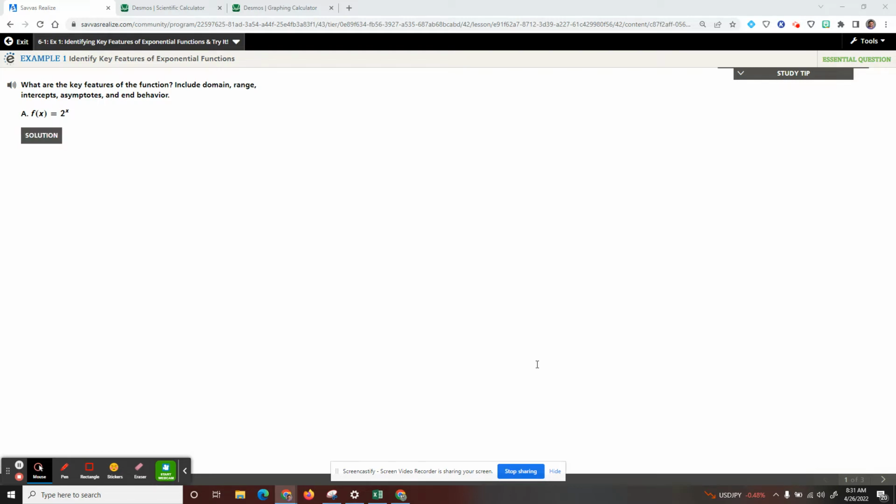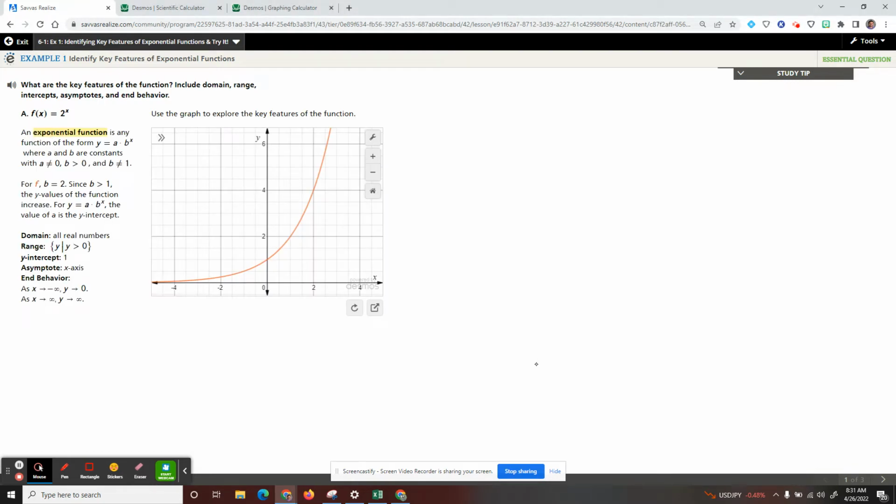So we're going to look at f of x equals 2 raised to the power of x. As you can see, this function curves up from left to right. So you would consider this an increasing function, because from left to right it's going up. Key parts here: an exponential function is any function of the form y equals a times b raised to the power of x. So in this example, 2 is your b value, right? 1 is your a value because you don't see it there, right? Your a value ends up being your y-intercept in this function.